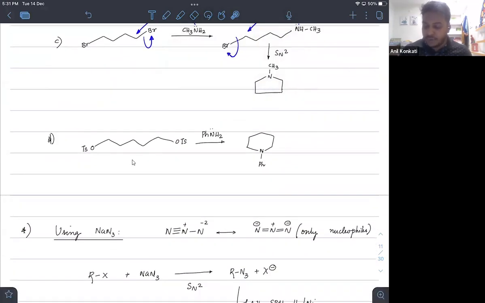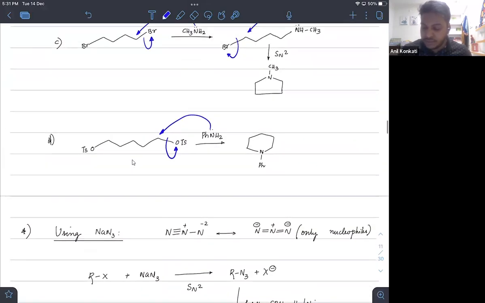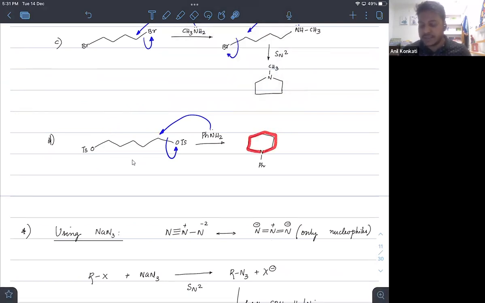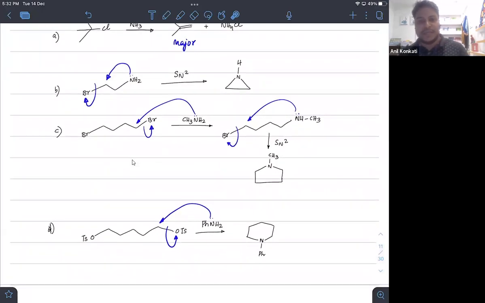And if we have OTs on both sides here, OTs is a very good leaving group. So first, this will attack here, removes one OTs, and once you get that, again that NH2 will attack from this end to this end, removes this OTs. So what we are getting is a 6-membered ring. This is a piperidine. So N-phenyl piperidine. So that is the final product form. Okay, so you got an idea of how these common cyclic compounds are also prepared.